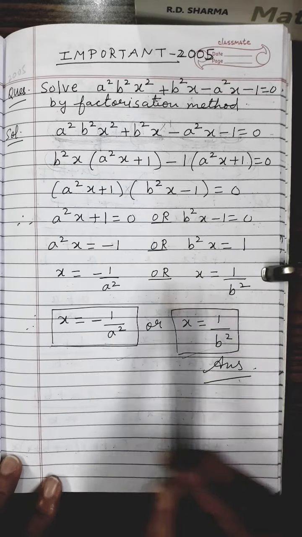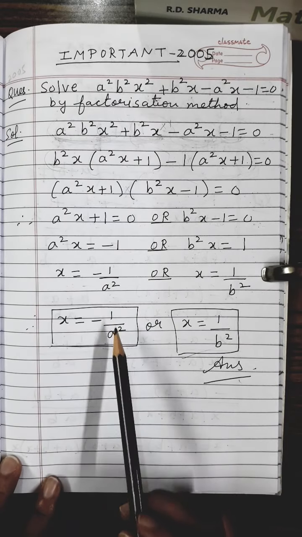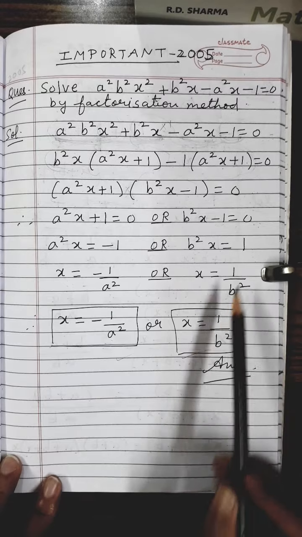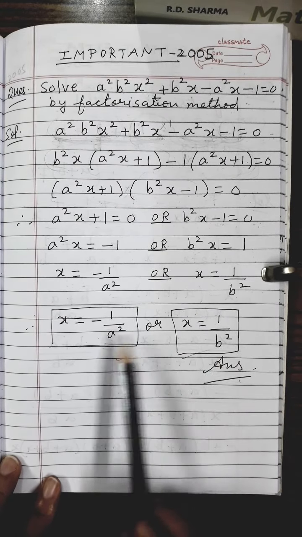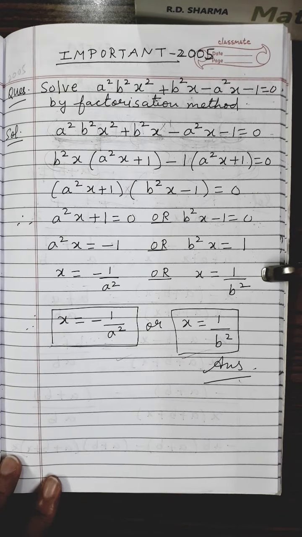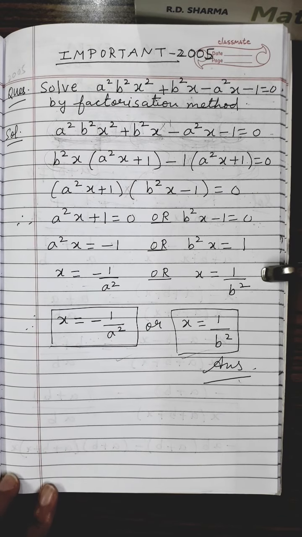So these are the two values of x. So x equals to minus 1 upon a square and x equals to 1 upon b square. These are your two answers for x. Solving means you are required to find the values of x. I hope you have understood this question.